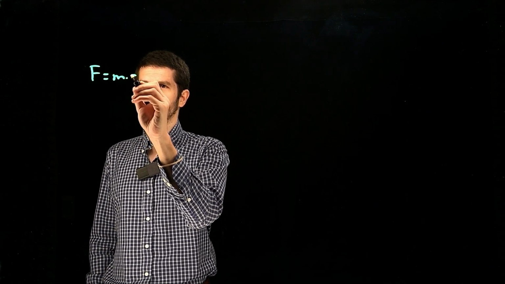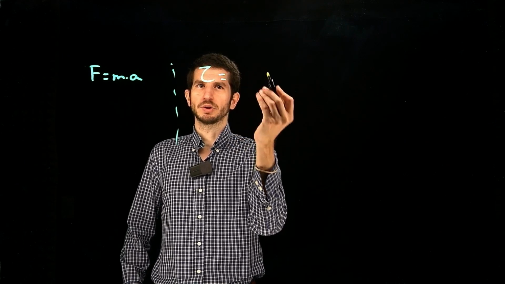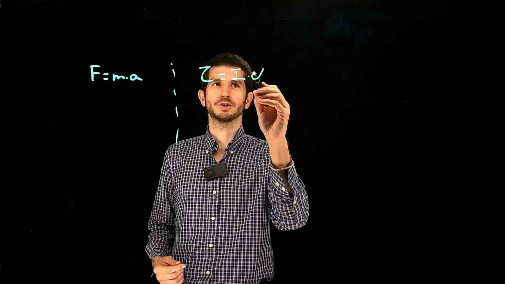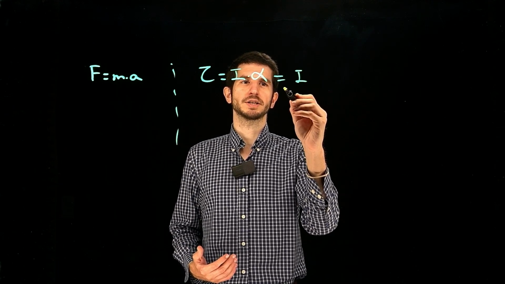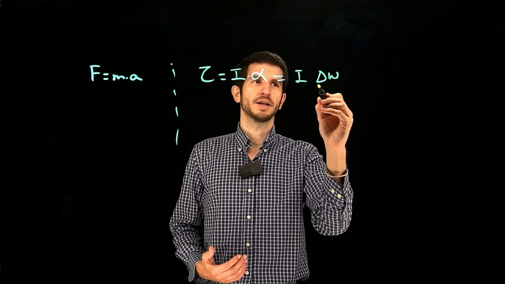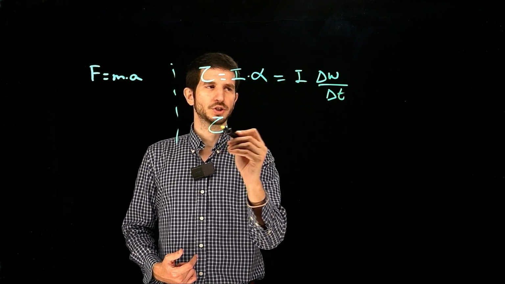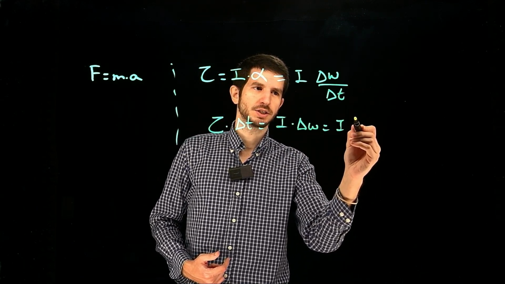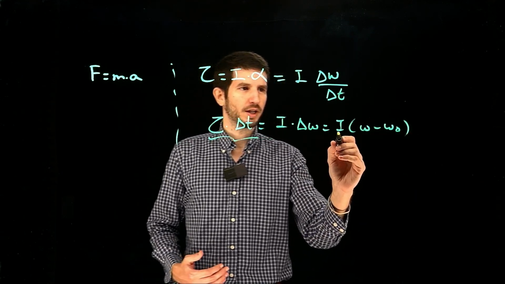So if we said force is equal to mass times acceleration, and remember this was for translational motion, now we're going to be saying that torque is equal to what? Now we don't have mass, now we have inertia, and we don't have linear acceleration, we have angular acceleration. But what's angular acceleration? Well, that's just the change in omega over the time it takes to do that change. And so we can redistribute and say that tau, the torque, times the change in time, is equal to inertia times delta omega. That's inertia times omega minus initial omega.